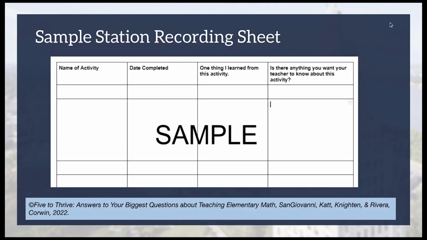Then you have the sample station recording sheet, which is super informative, where you can name the activities, date completed. One thing I learned from this activity: is there anything you want your teacher to know about this activity? And you can even take these questions a step further. So if I know that my students are working on certain standards, I can base my questions on what they're learning. So I could give them key questions that will let me know if they understand what they were doing that day. So I could include the objective to see what my students comprehend, and then include those key questions to see what my students actually know. So you could take it a step further and make a recording sheet including those things, just to get direct feedback from the students on how they feel the small groups went.